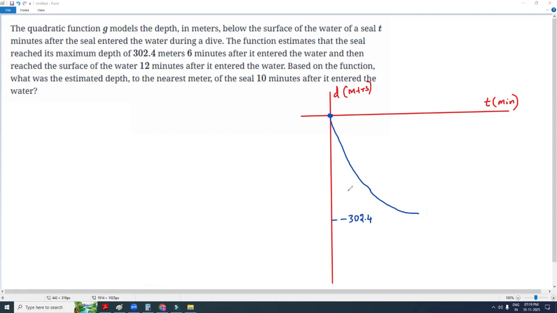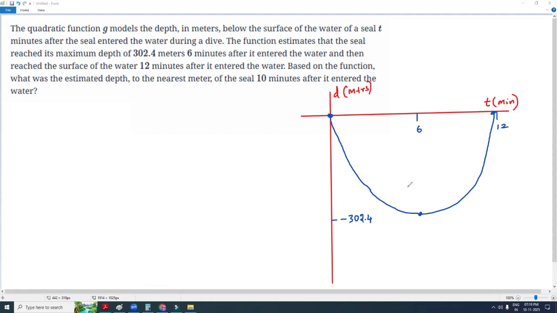And the seal reached this maximum depth when the time is 6 minutes. Then we have to take this 6 on the horizontal axis over here because we have the time on the horizontal axis. Okay, after reaching the maximum depth, it starts coming up and it reaches the surface of the water 12 minutes after it entered the water. Then we have 12 over here.